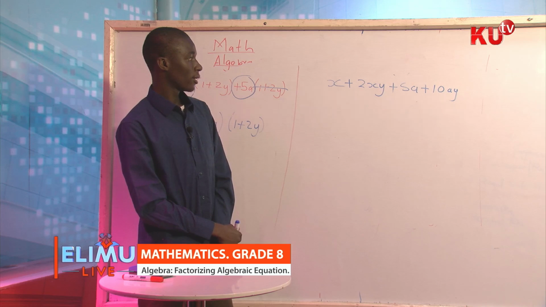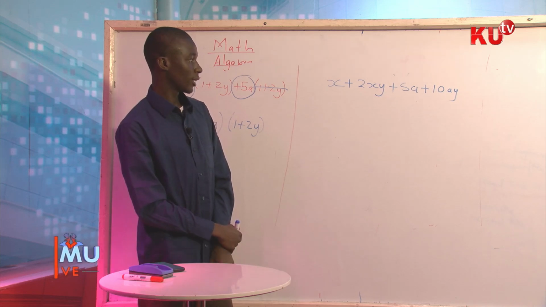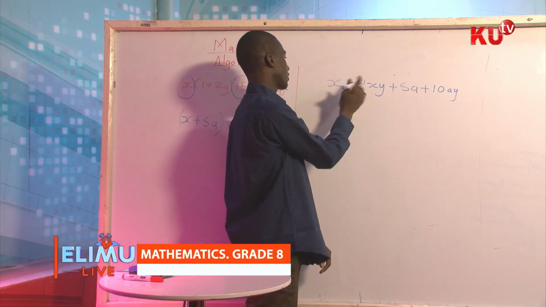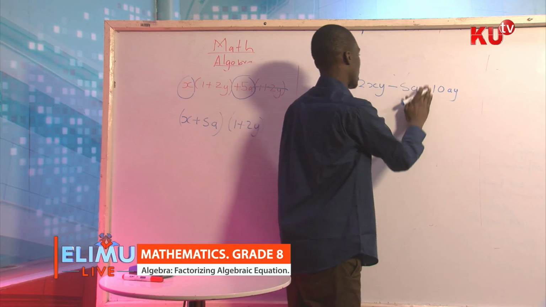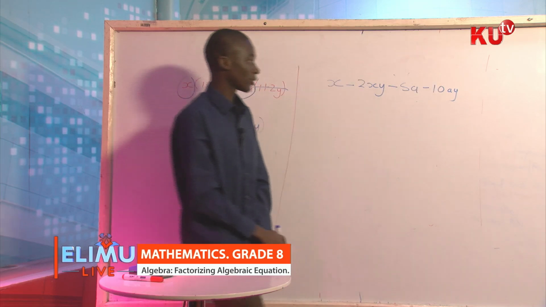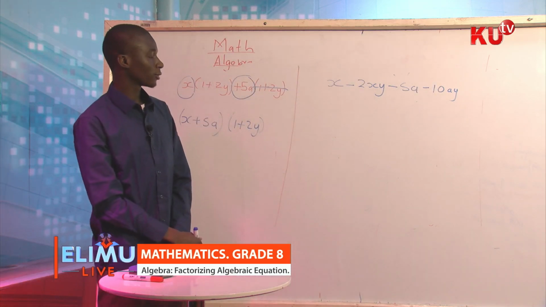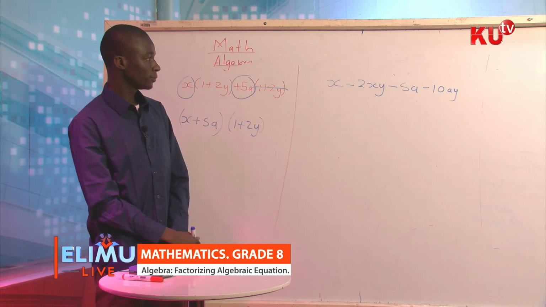What if we had some subtraction sign in between? What if this sign was a subtraction sign, this sign a subtraction sign, and also this sign a subtraction sign? How then do you factorize that expression?